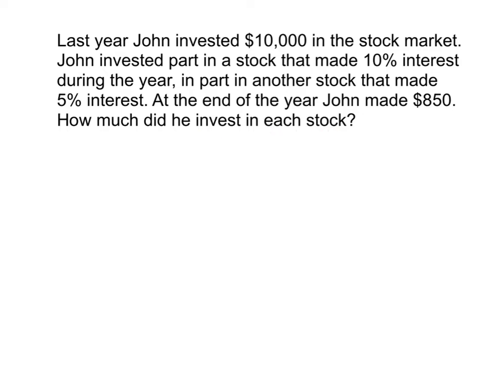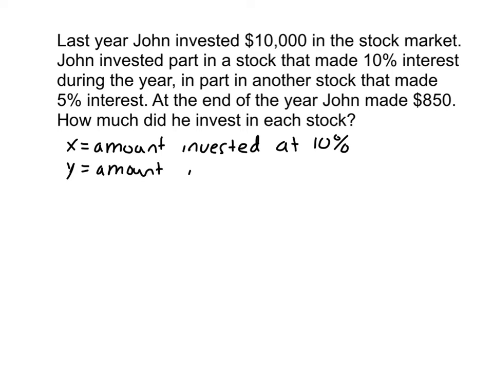So the unknowns are the amount that he invested in each stock. So let's go ahead and write that clearly. Let's say X is the amount invested in the stock that made 10%. Let's say Y is the amount invested at the 5%.